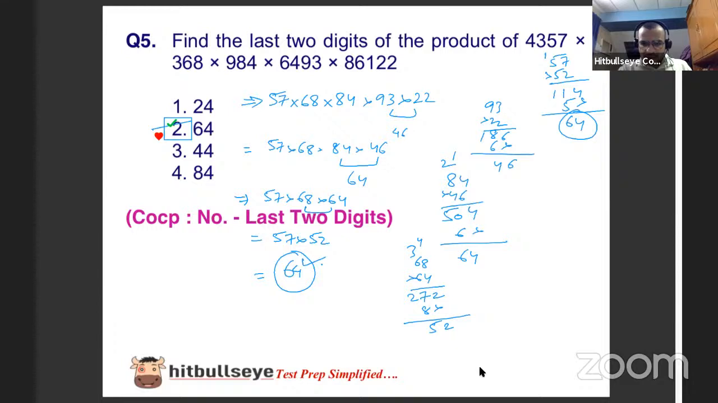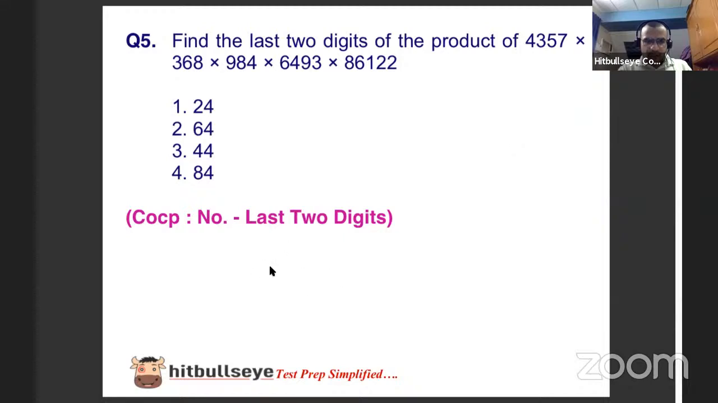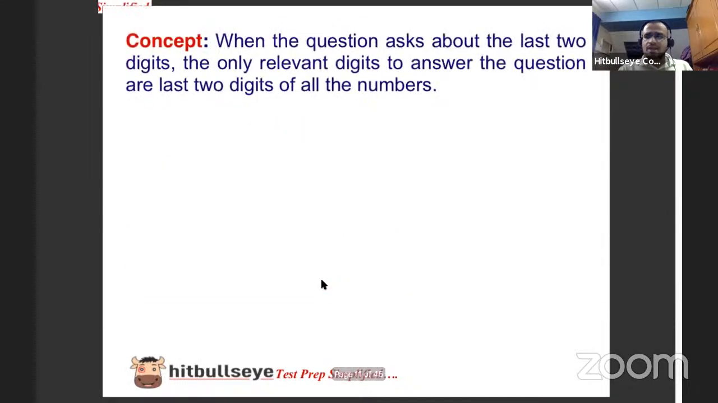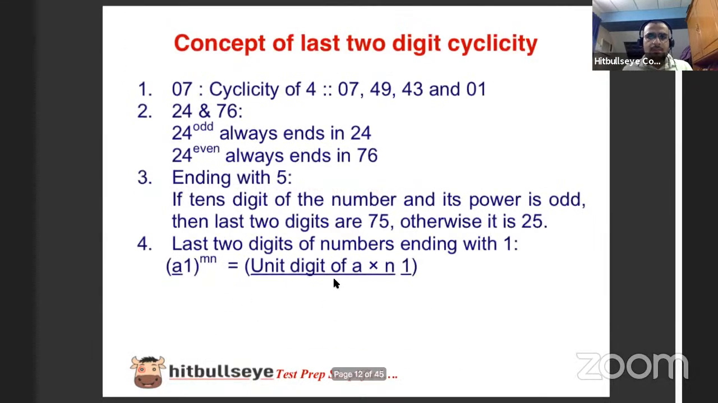Okay. We are now familiar with how to solve for two digits also. Same thing, when the question asks about the last two digits, the only relevant digits to answer the question are the last two digits of all the numbers. This is clear and we are all through with this. Let's proceed to the next one.